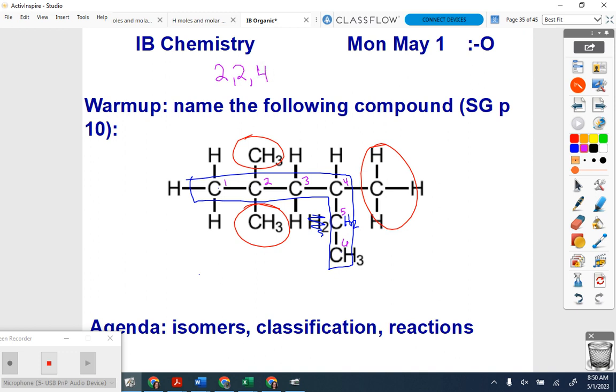Those are the numbers. We're grouping them all together because they're all methyl groups. They're all the same thing. So we're going to go 2, 2, 4. And then what's the next part? Trimethyl.